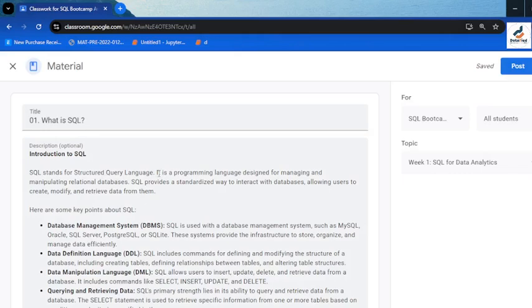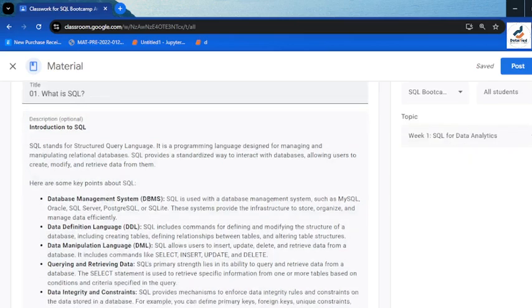And it's a standardized way to interact with databases, and it allows users to create, modify, and retrieve data from them, right? So, keyword, it's a standardized way to interact with databases, right? It's a language used to interact with databases. That's basically the summary of SQL, right?